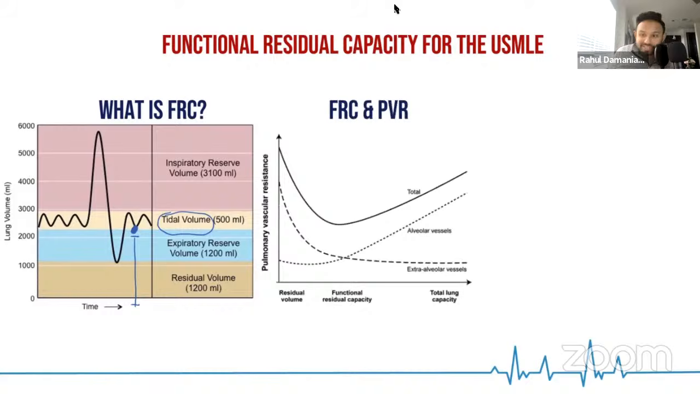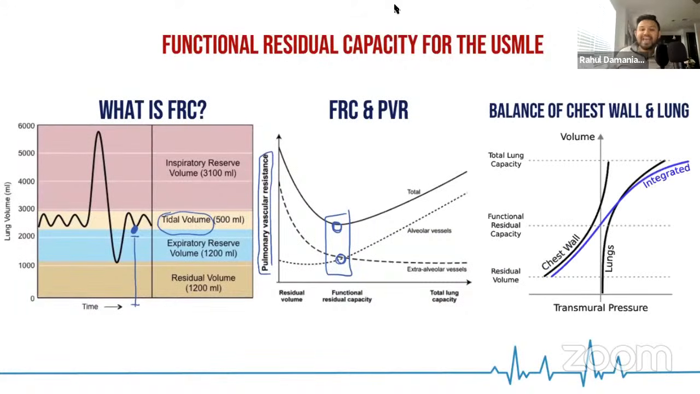Remember that FRC is going to be where pulmonary vascular resistance is the lowest. Now, can you believe that can be a test question right here? At FRC, you have the lowest pulmonary vascular resistance. And if you have low pulmonary vascular resistance, you're then going to have optimal right ventricular function, because the right ventricle doesn't have to push across a high resistance circuit.